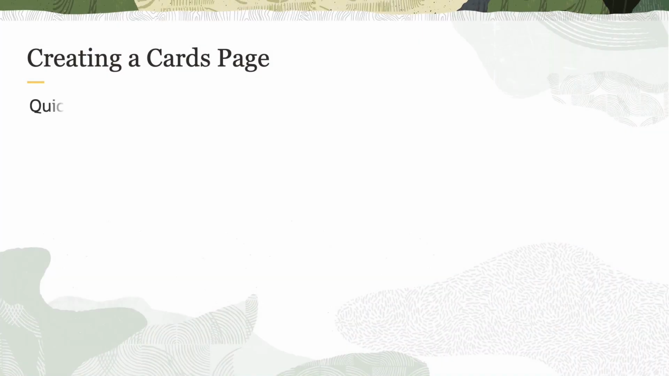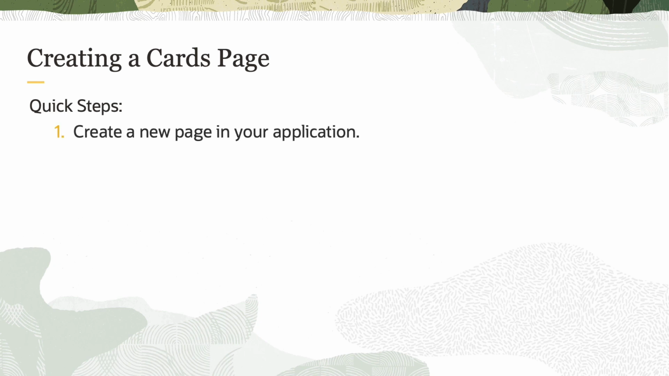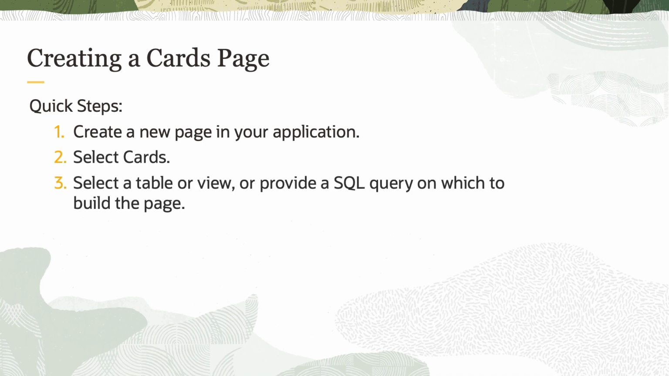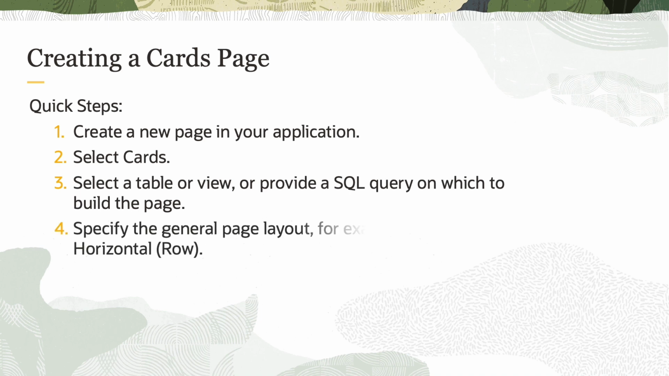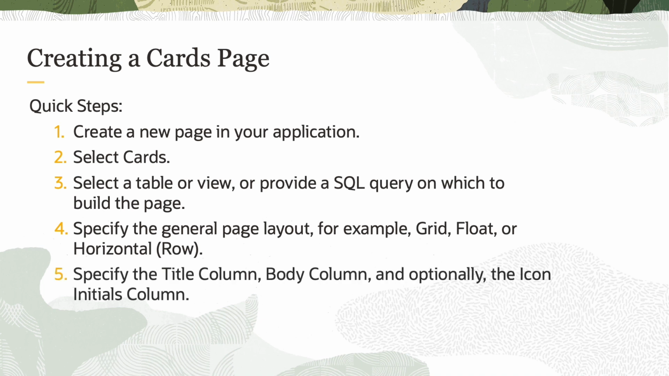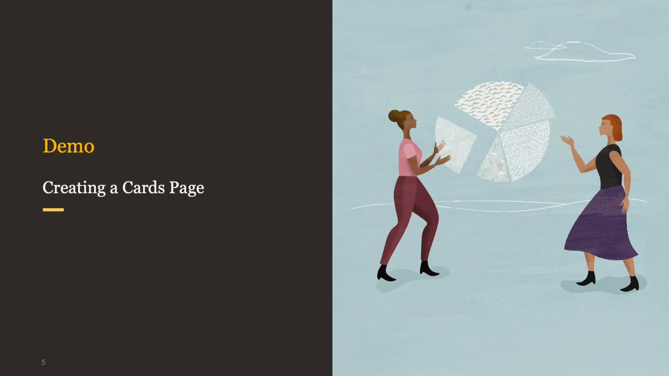The quick steps involved in creating a cards page are as follows. First, you create a new page in your application and select cards under component type. Select a table or a view or provide a SQL query on which to build a page. Specify the general page layout, for example, grid, float, or horizontal row. Specify the title column, body column, and optionally the icon initials column. Finally, click on Create. Now let's see a demo on how to create a cards page.